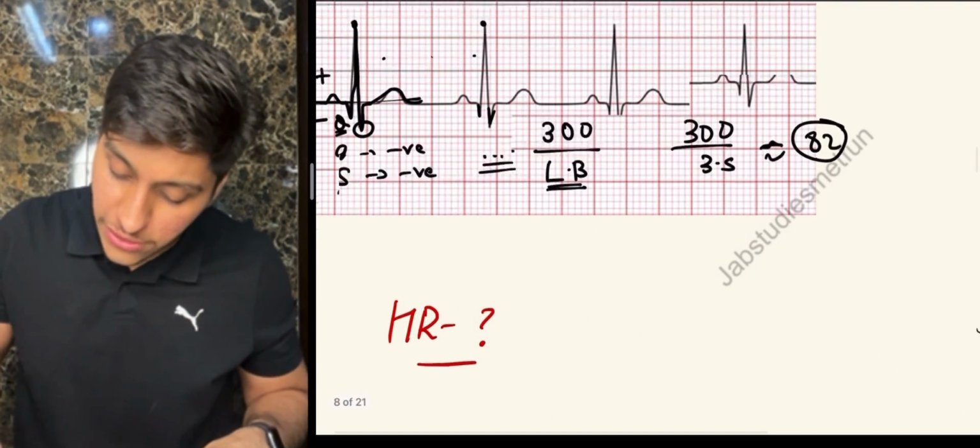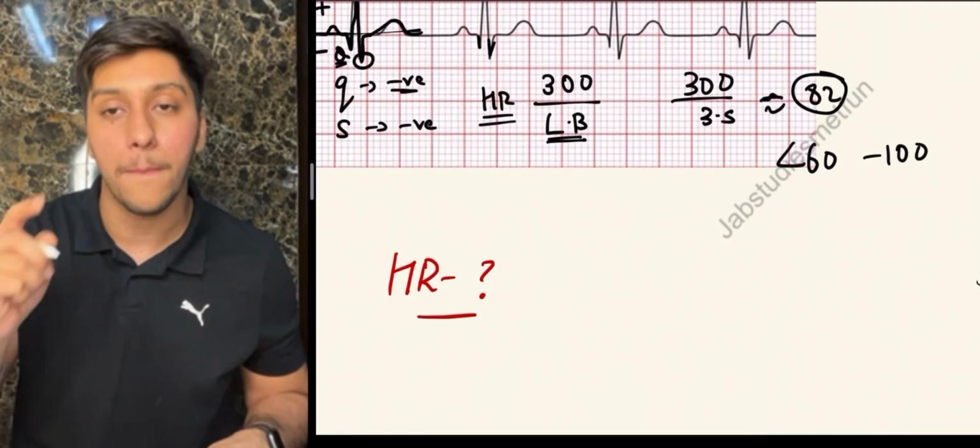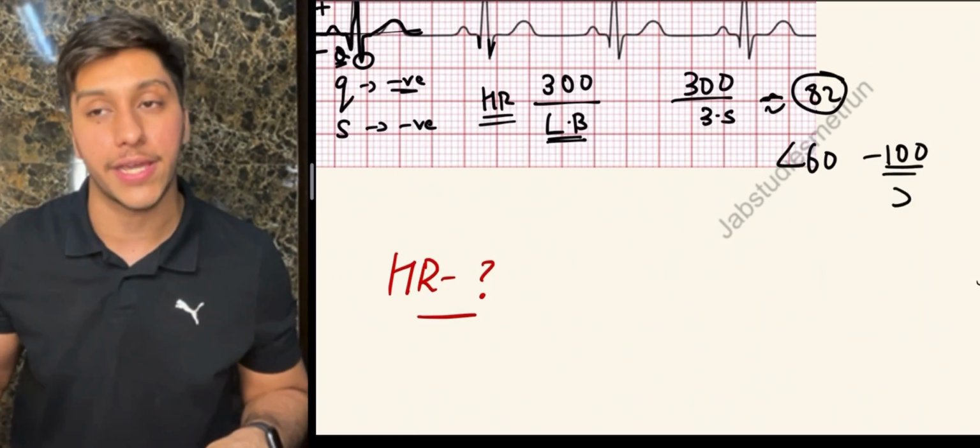What is the normal range of heart rate, guys? It is going to be 60 to 100. Anything less than 60, bradycardia. Very good. Anything more than 100, it's going to be tachycardia.